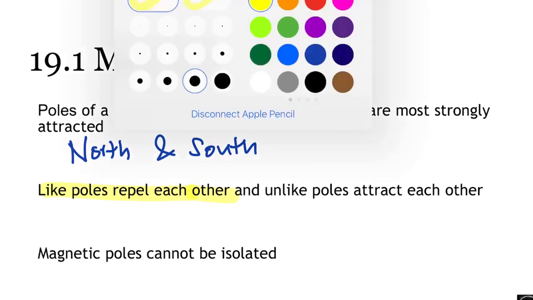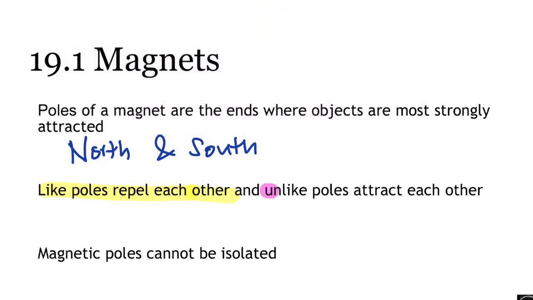Okay, and then unlike poles attract each other. For example, north and south are going to attract each other. But if north meets north, then they are going to repel each other. This is similar to electric charge. If you have a positive meeting positive, then they are going to be repelled away.